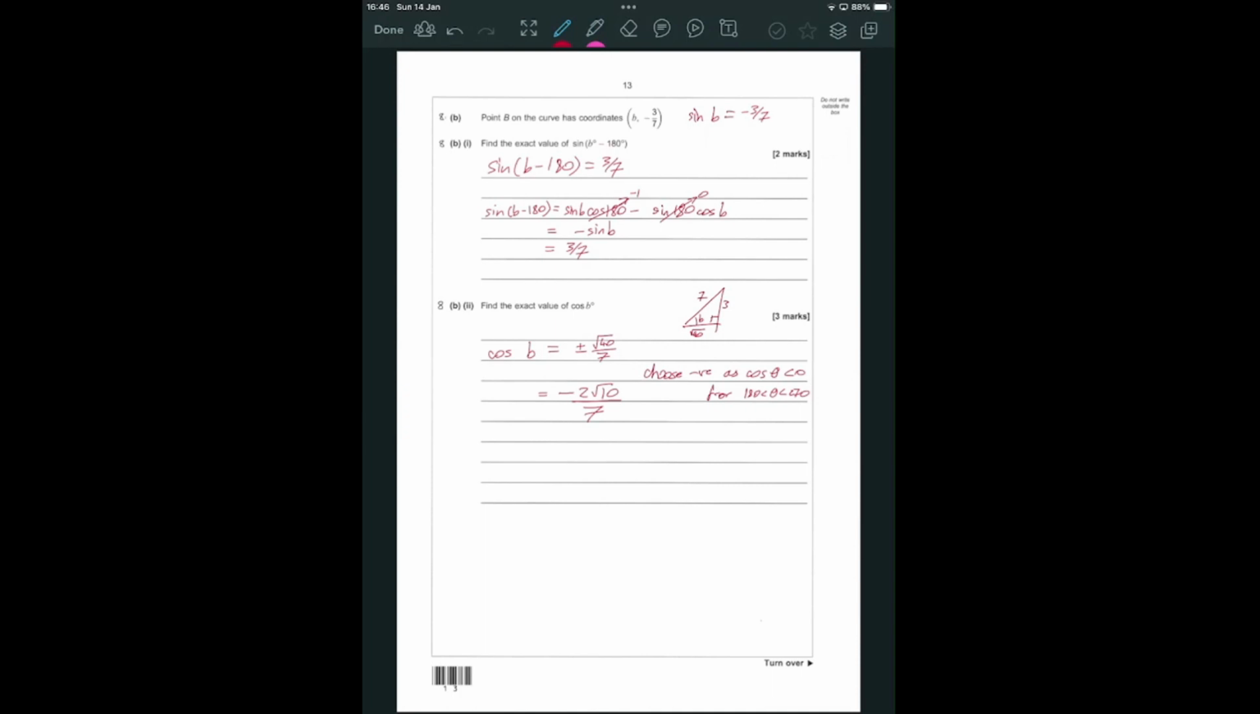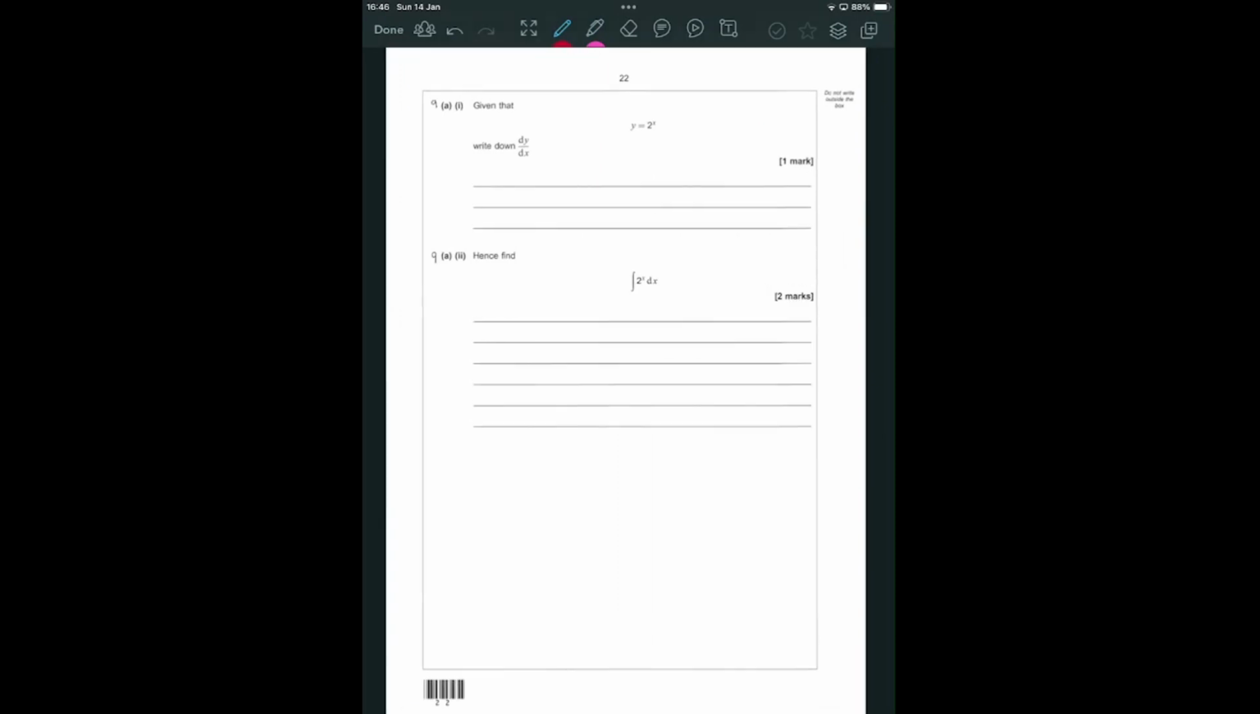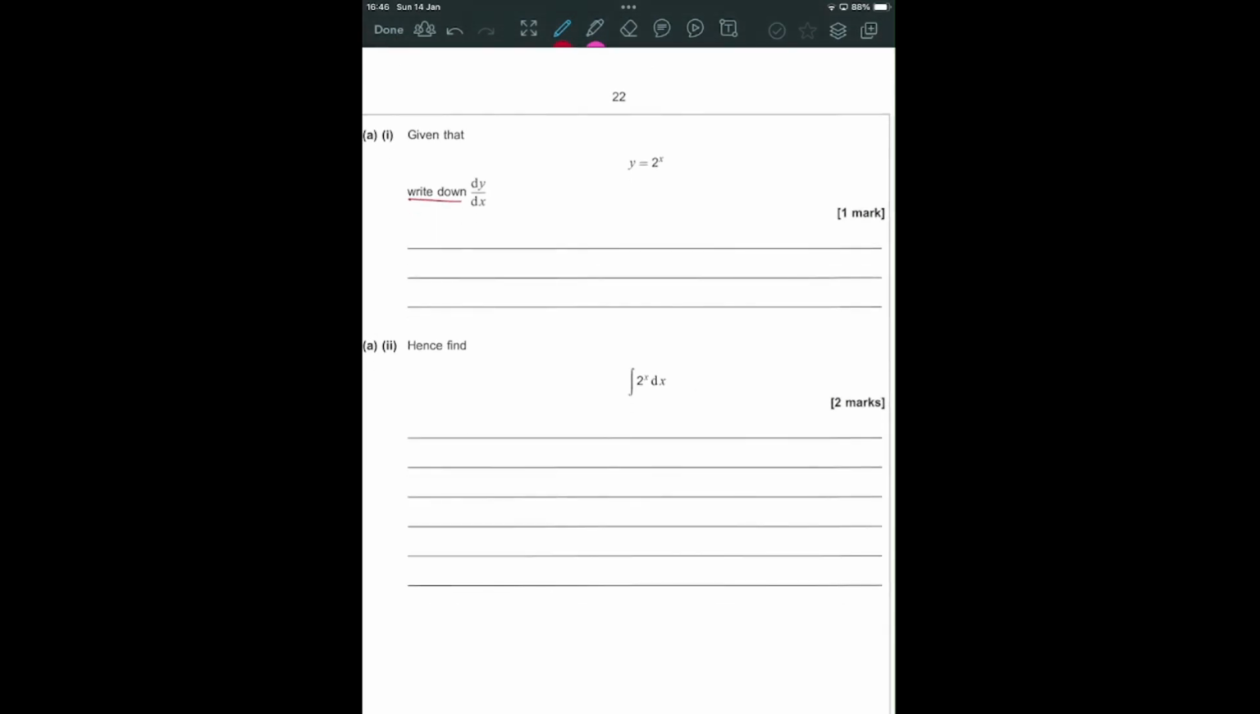Again, not a huge amount of working, but a lot of thinking. Question 9. We want to differentiate 2 to the x. Now notice the way it's worded. Write down. And it's only worth 1 mark. So that's just telling you, don't tell me why, just do it. And hopefully you now remember that the derivative of something to the power of x is ln something times the something to the x. Hence find, well, the first part of the question is telling you that ln 2 times 2 to the x integrates to 2 to the x plus c.